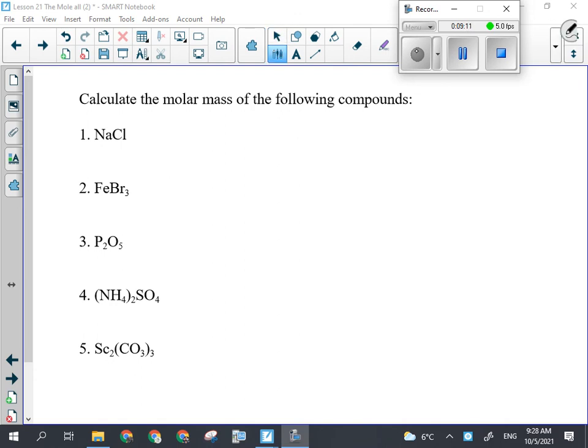All right, so for our first one, we got sodium chloride. How many sodium are there? 1. So 22.99. And there's how many chlorine? 1. 35.45. All right, so what are we looking at here? 59.